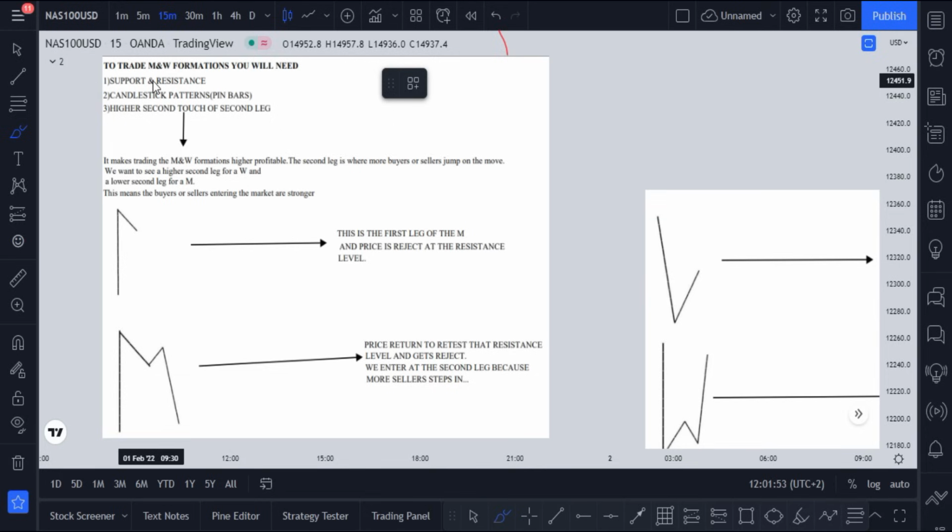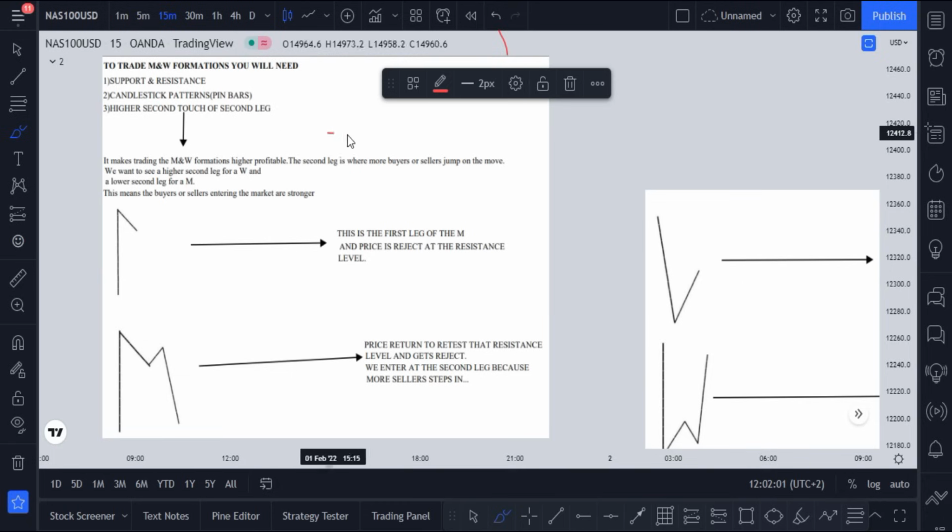At least two confluences. So in this case, you have your support, and then at your support, you're seeing that W formation over here, which makes it a more powerful entry. Or maybe you're at a resistance, and then at that resistance, you're seeing your M formation, right? That makes it a more powerful move than when you have just support or just your M formations or your W formations, right?